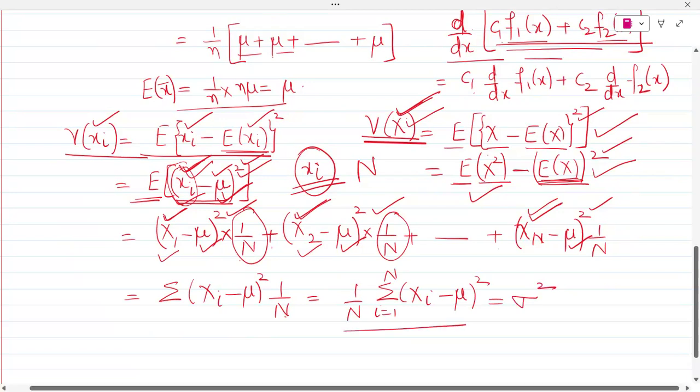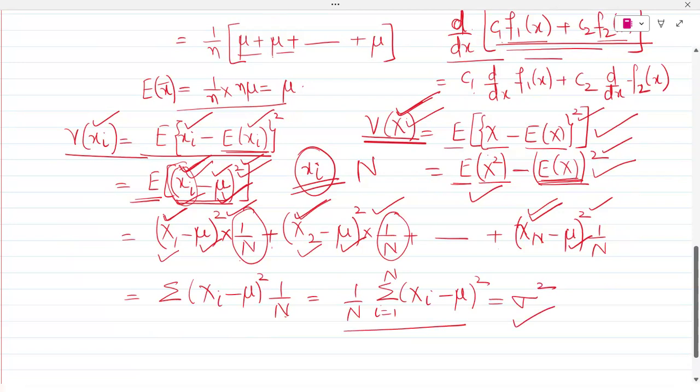This is nothing but our population variance. This proves our third result.